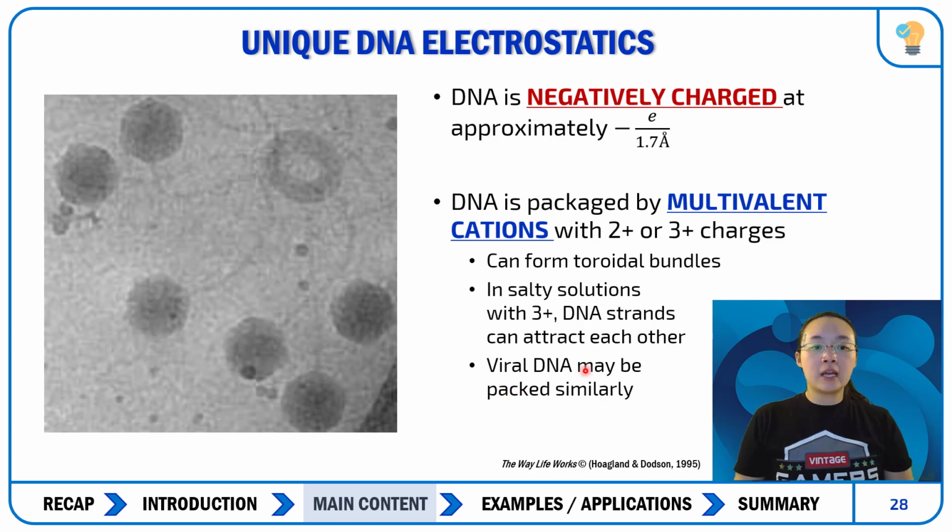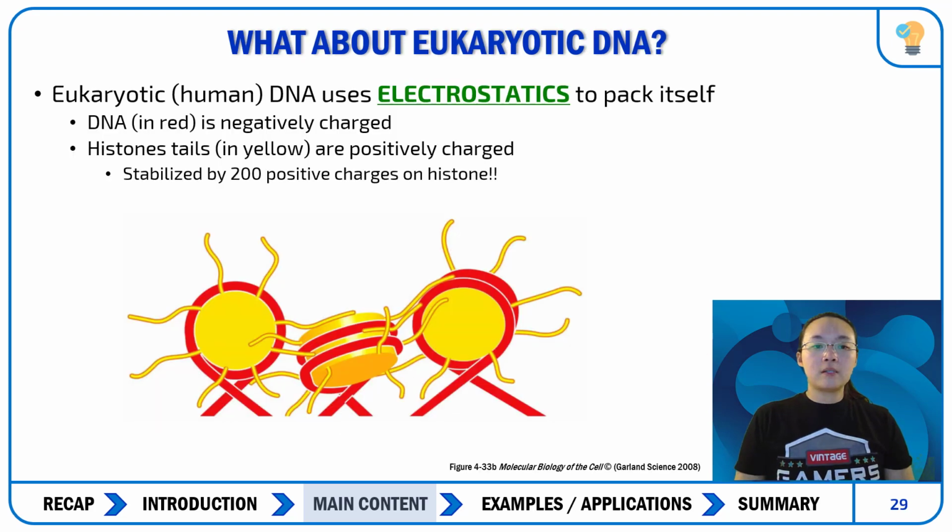So viral DNA may be packed similarly, but once you move on to molecular biology courses, you should be able to learn quite a bit more about the differences between these types of DNA. So specifically, we want to focus on eukaryotic DNA for this course. Eukaryotic or human DNA uses electrostatics to pack itself.